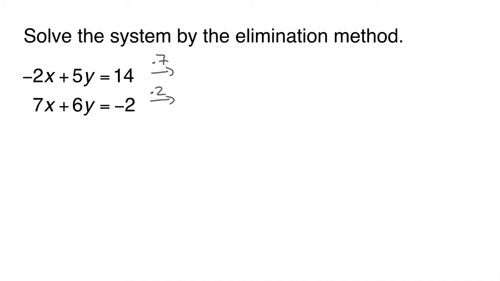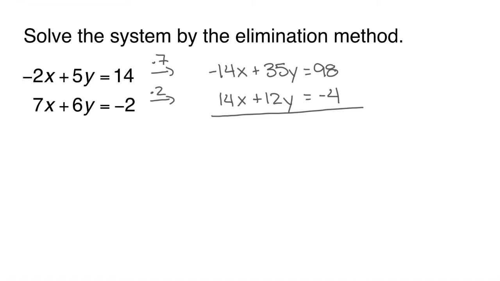Multiplying the first equation by 7, we have negative 14x plus 35y is equal to 98. Multiplying the second equation by 2, we have 14x plus 12y is equal to negative 4. Now we add the two equations.